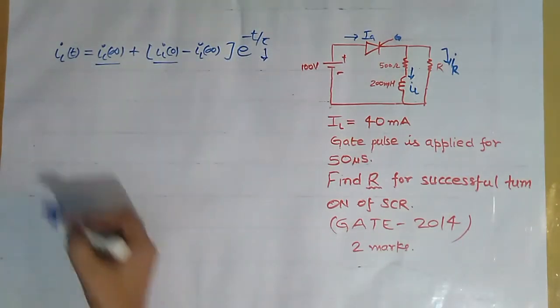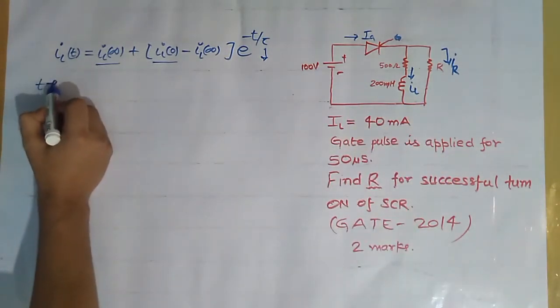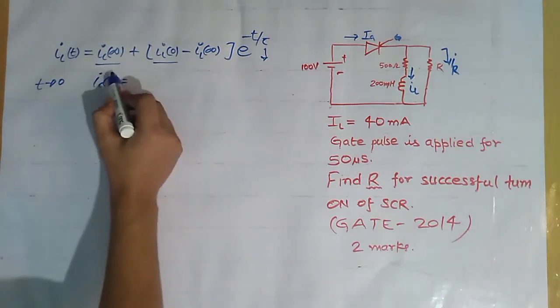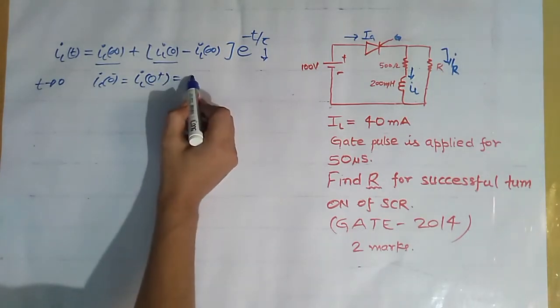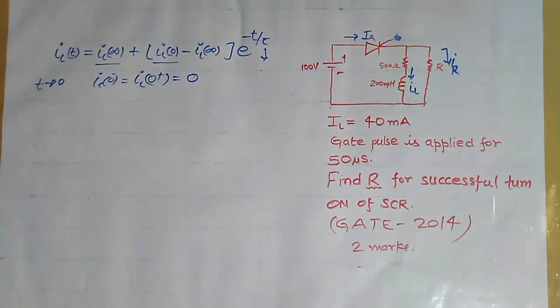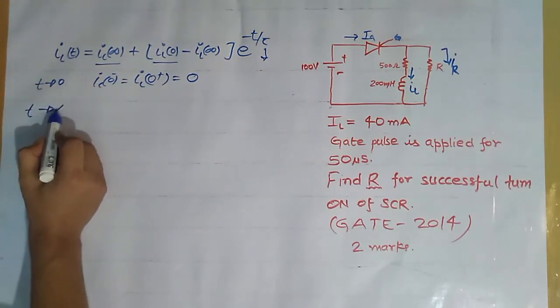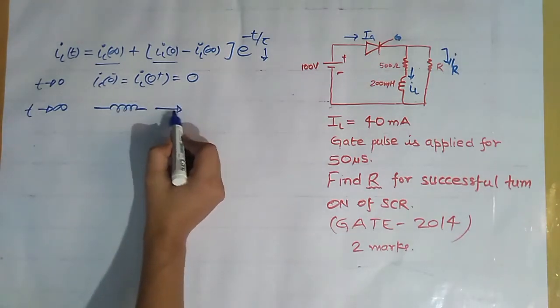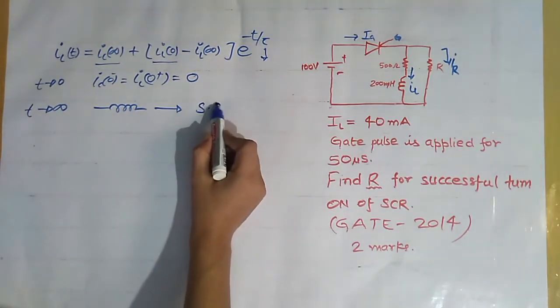First, initially the inductor is not charged, so at t tends to 0, IL(0 negative) is equal to IL(0 positive), which equals 0 because the inductor is initially not charged. Now when time tends to infinity, what happens? The inductor acts as a short circuit, because this is DC, and for DC in steady state the inductor acts as a short circuit.